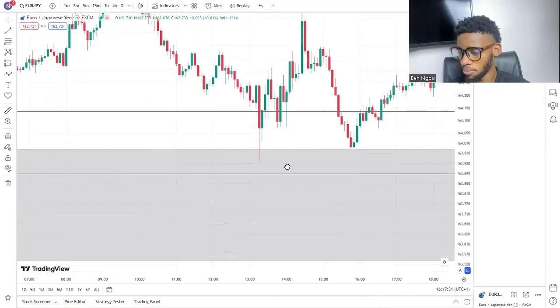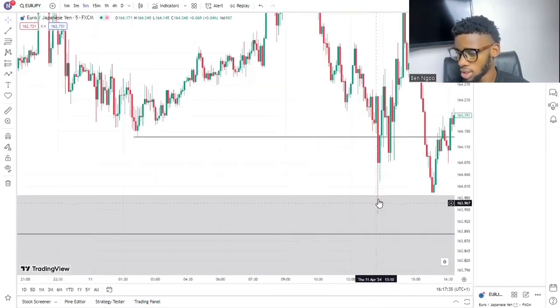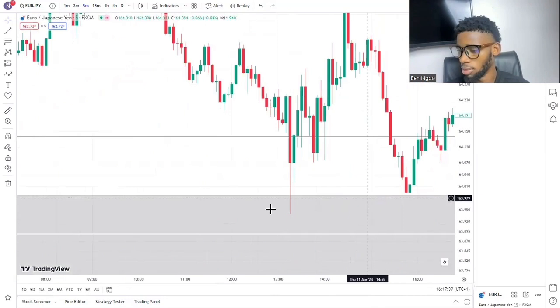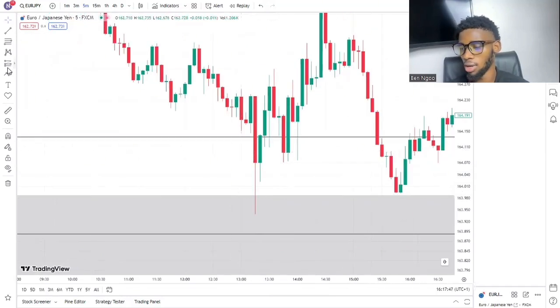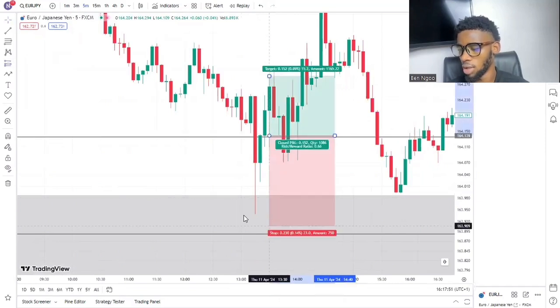So initially, what do I see? I see price come into this, tap into the level I'm looking at, and then we had a strong reaction from this. This is a sign that price is actually rejecting lower prices, and we had this candle close above this. Okay, this could have been a very, very good entry to take.